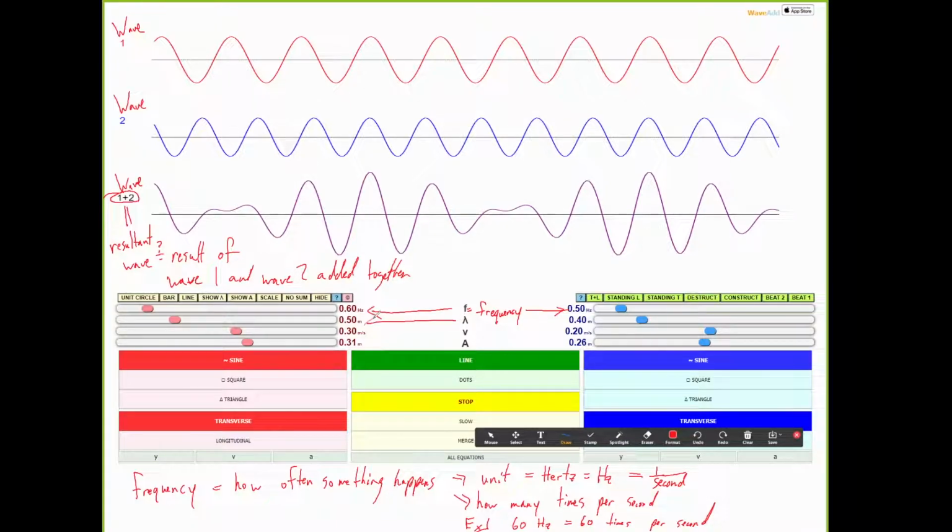Your thing that looks like an upside down Y is your lambda. It represents wavelength. Your V will be velocity, your wave velocity, just like we're used to using V for velocity. And your A will be your amplitude.